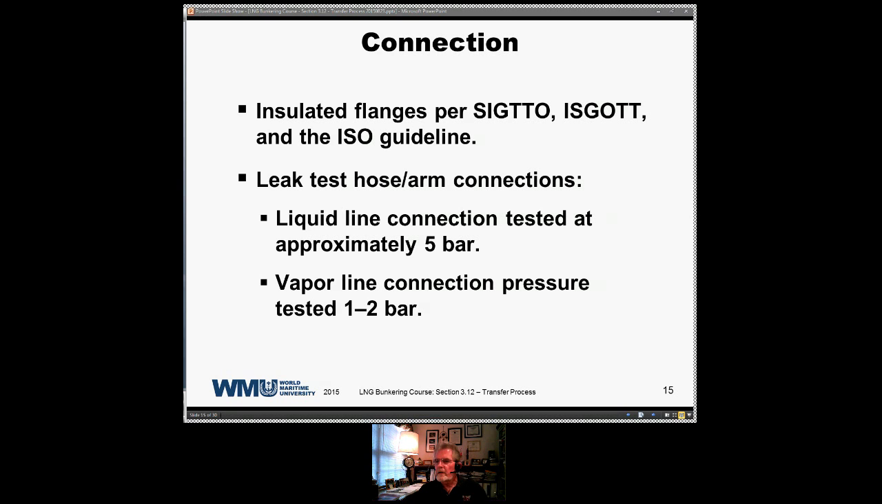Flanges, we have the insulated flanges that are going to be used. That's per SIGTTO best practices. ISCOT is another body that comes up with guidelines, as well as ISO.